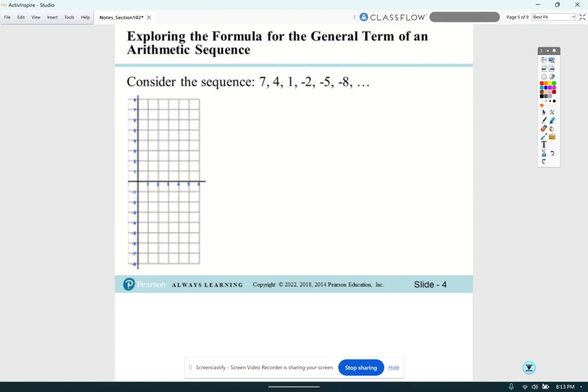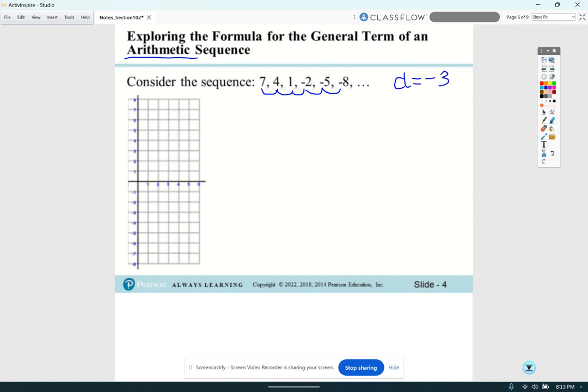Now, the first thing I'm going to do when I look at the sequence is start to think about why it's arithmetic. So to go from 7 to 4, I subtract 3. 4 to 1, I subtract 3, and so on, and that pattern continues to hold. So that's how I know this is arithmetic, plus they told me up here, and it has a common difference of negative 3. Now I'm going to graph this sequence.